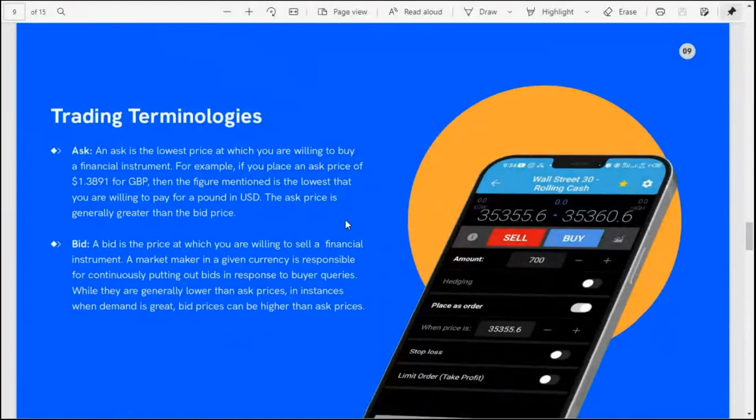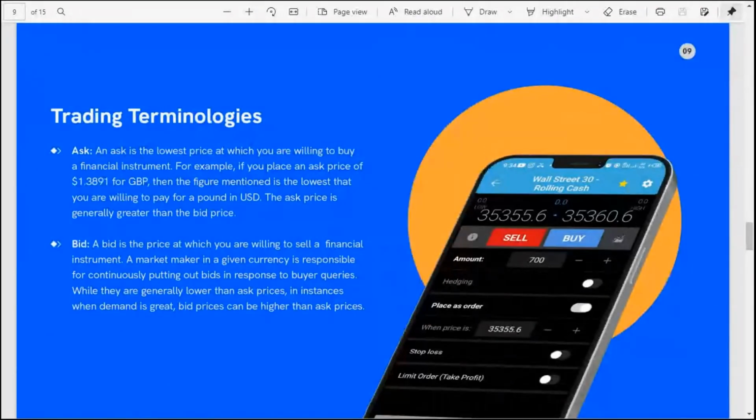Now, let me bring a real-life example into this. When you go to the market and someone tells you a bunch of bananas costs 200 naira, you will not want to buy at 200 naira, right? You say, what's the last price? That's the way it relates to the ask price. It's just the cheapest price you're willing to buy a financial instrument for.